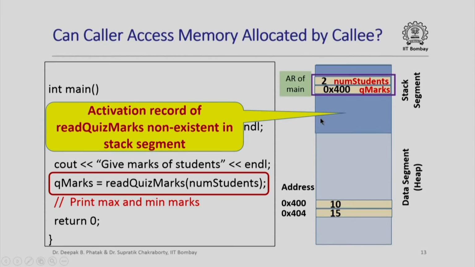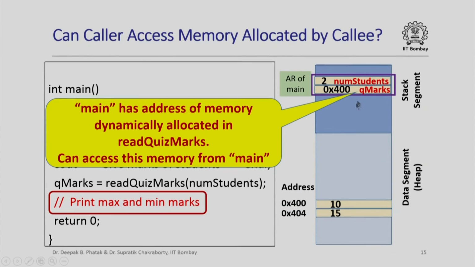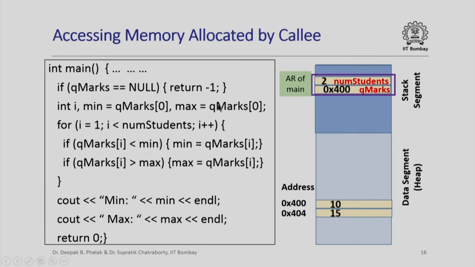So although the activation record of read quiz marks is non-existent in the stack segment, the memory that was dynamically allocated in that function still persists, and interestingly the main function has the address of this dynamically allocated memory, so it can access this memory. What might the main function do by accessing this memory? Well, it might do a whole bunch of things here. If you go through this code, you will see that it's doing some sanity checks, and then it is basically calculating the minimum and maximum of the marks.